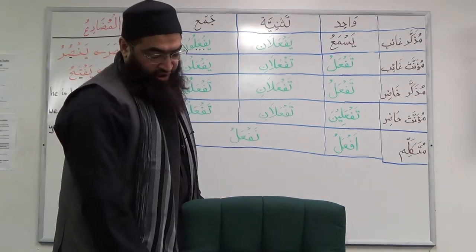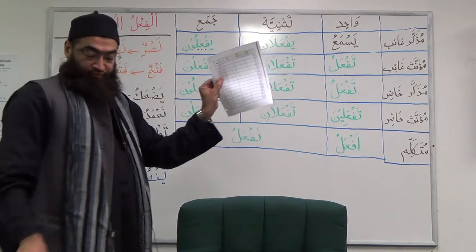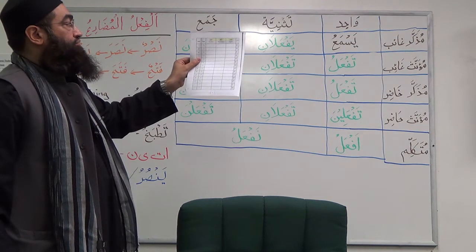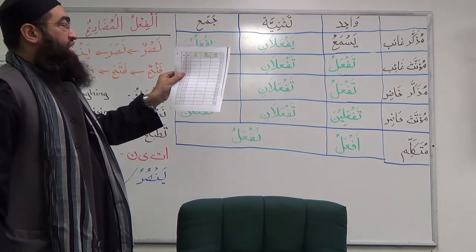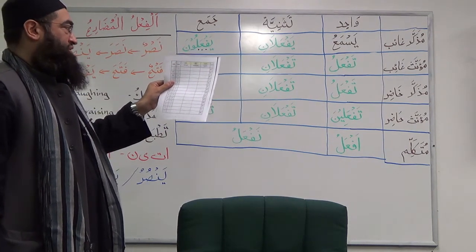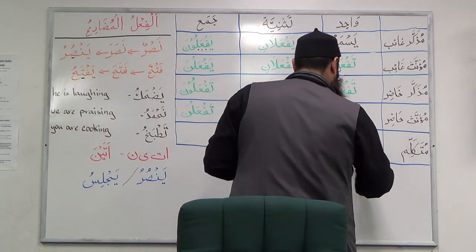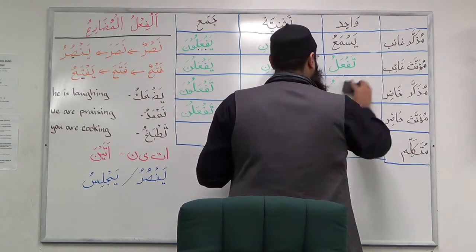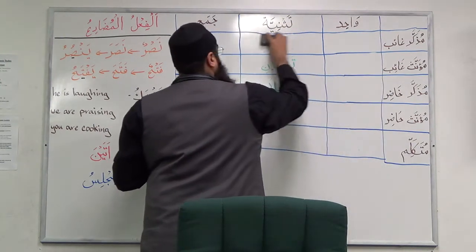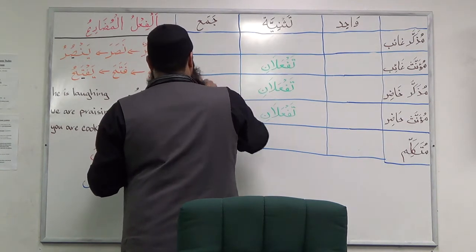All right. Now let's take out this page that I gave you. This page number 52. All right. On page 52, there are three words. Yadhabu, he goes. Yarka'u, he bows. And yaftahu, he opens. All right. So I'm going to, with your help, put them in there. You can also write while I'm writing on that piece of paper.